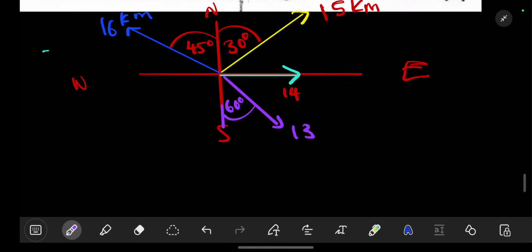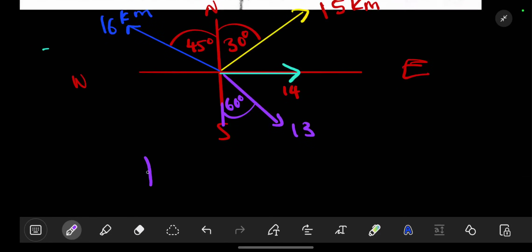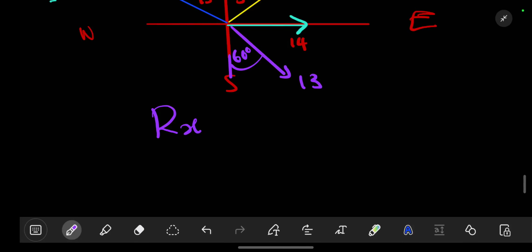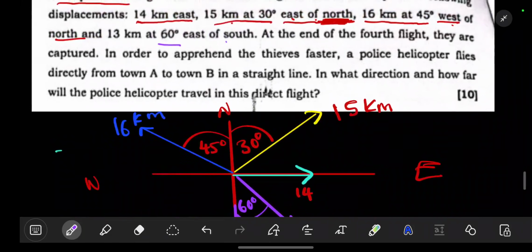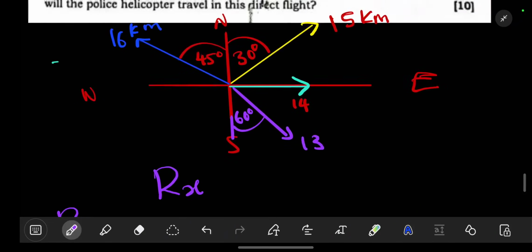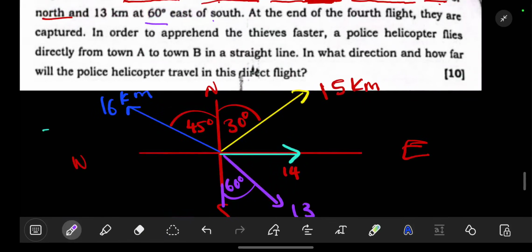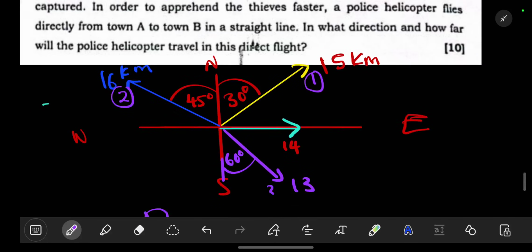As for this video, I'll be using the direct method. So we have the resultant in the x. We are going to say the resultant in the x is equal to, so let's call this one as our number 1, this one will be our number 2, this one will be our number 3, this one will be our number 4, like that.